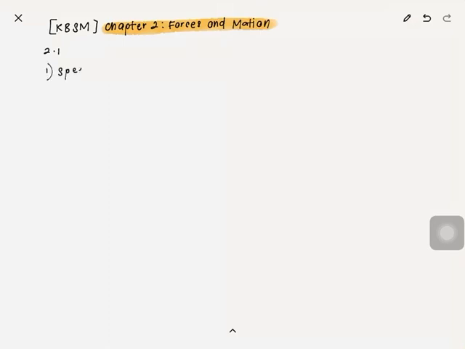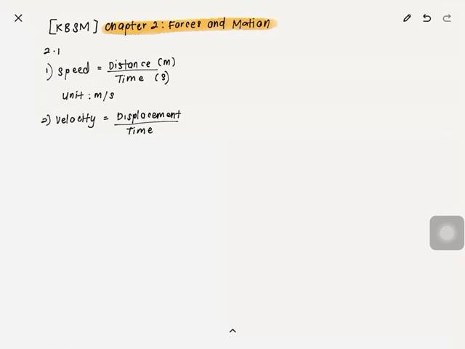So anyway, from 2.1, the first formula that we have is the formula for speed, which is equal to distance over time. The unit for speed is meter per second, because the unit for distance is meter and the unit for time is second. And then the next thing we have is velocity, which is equal to displacement over time. The unit for displacement is meter and the unit for time is second, so the unit for velocity is meter per second.